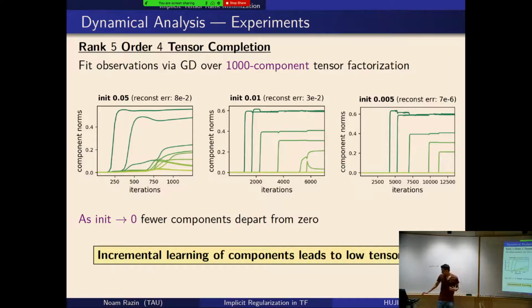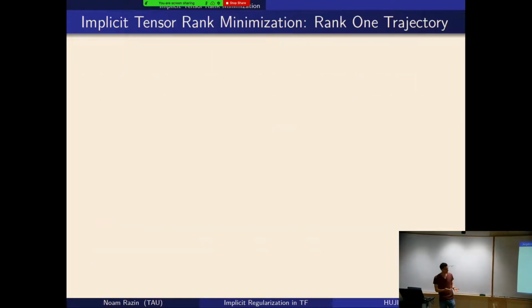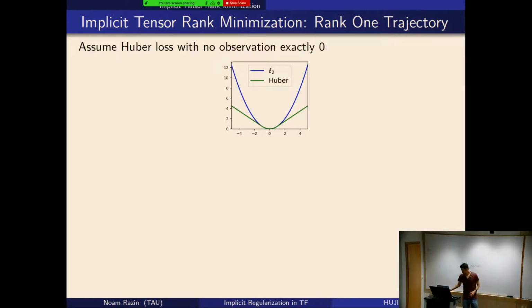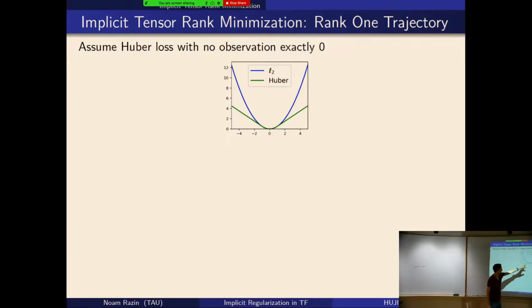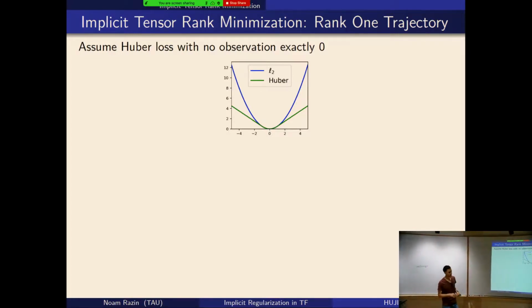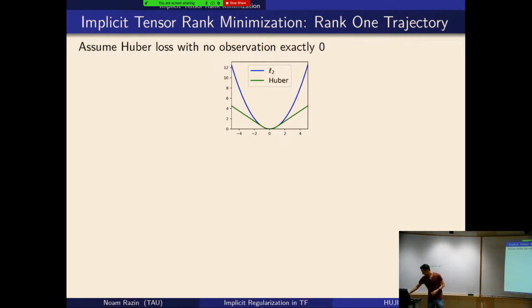Okay, so now we're going to see how we can use this dynamical characterization to show, under technical conditions, a certain tensor rank minimization result. And here, for technical reasons, we focus on the Huber loss, which is often used to mitigate the impact of outliers. It is equal to the L2 loss around 0. Here it's from -1 to 1 in the plot. It's equal to the L2 loss. And away from 0, it's equal to the L1 loss. Okay? And we also need that no observation in the tensor is exactly 0. This is just for technical reasons.